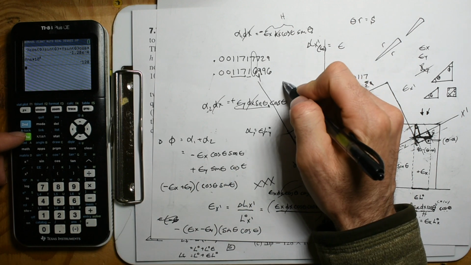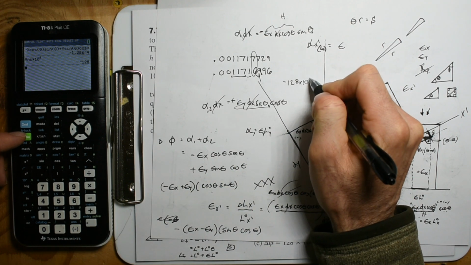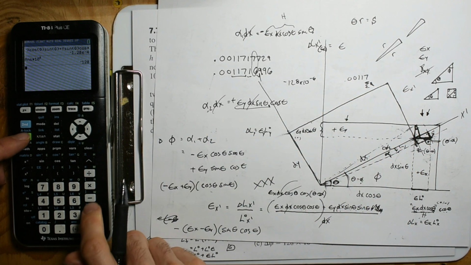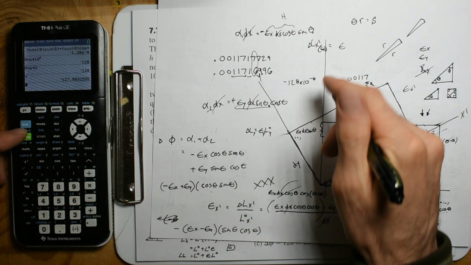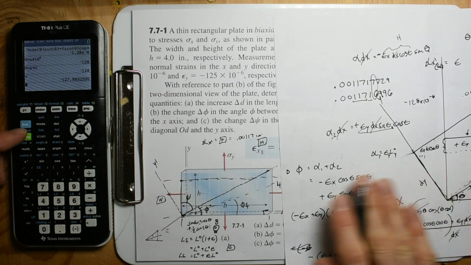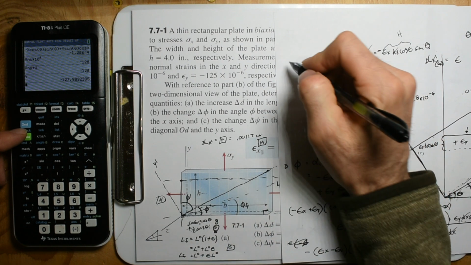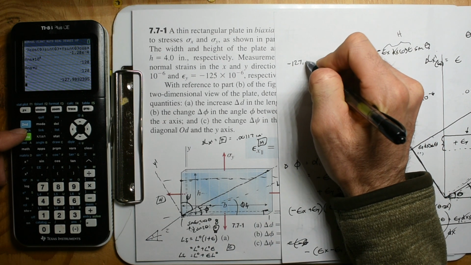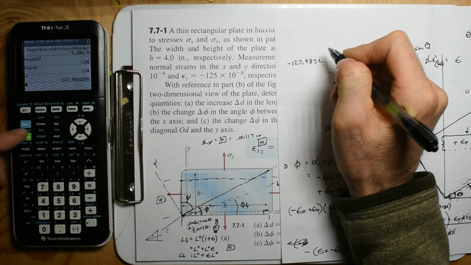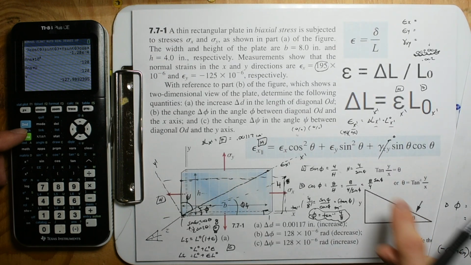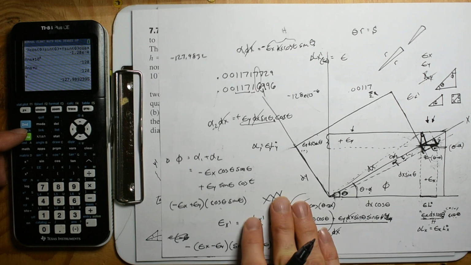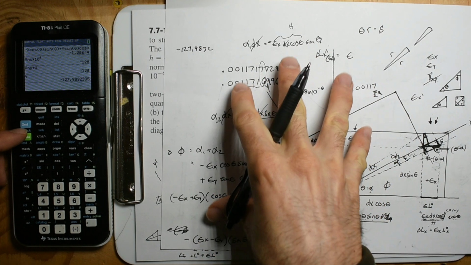it was going to be negative 128 times 10 to the negative 6. And we got a value, so I'm going to store that as alpha u. We got a value, so truly that angle is negative 127.9832. So we do have an error. So this is an approximate. This equation is an approximation.